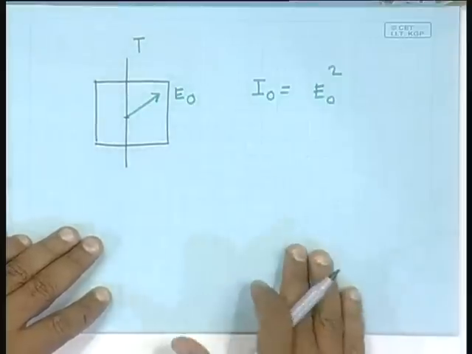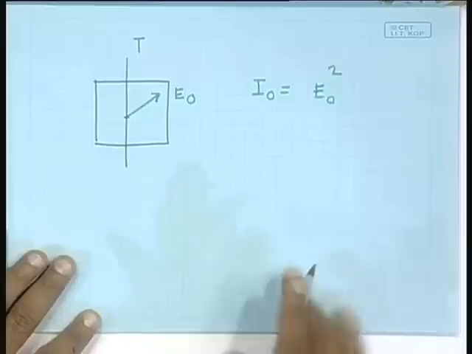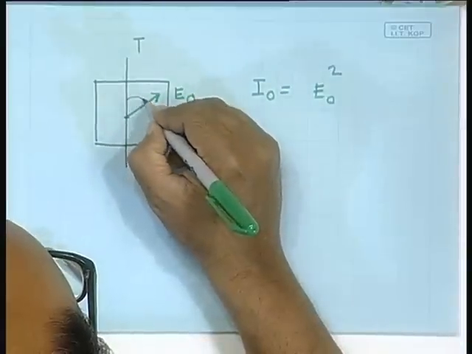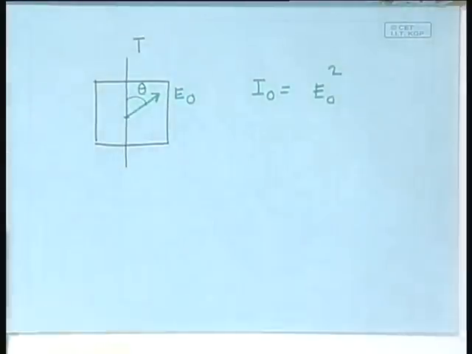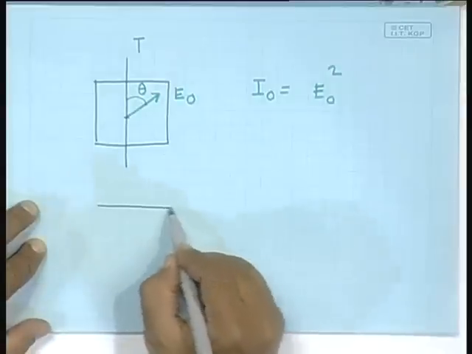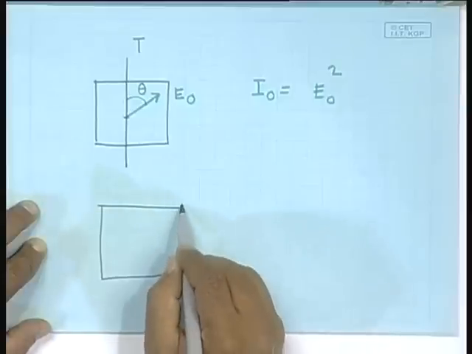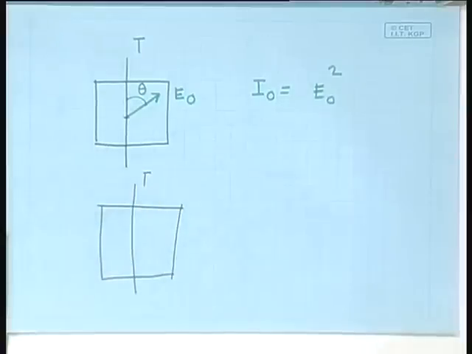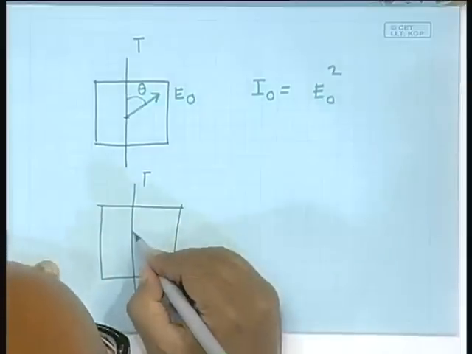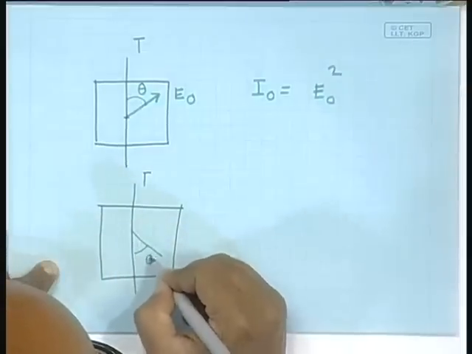So, we have natural light incident on the polarizer, and the direction of the electric field with respect to the transmission axis is given by an angle theta, and this direction is going to vary randomly with time. So, at one instant of time it is going to look like this. At the next instant of time, for the same polarizer and the same natural light, the direction of the electric field vector would have changed, and it will be at some other angle. So, at some later instant of time it will be at a different angle theta over here.